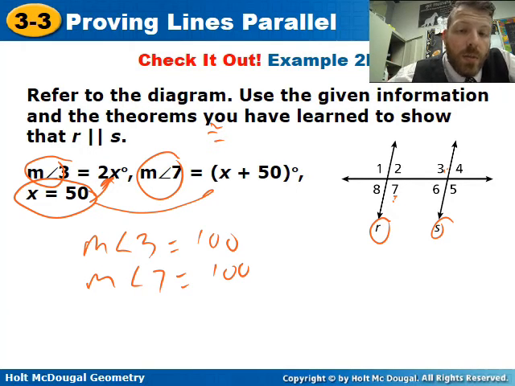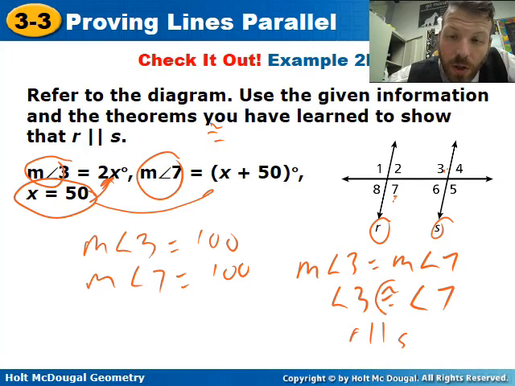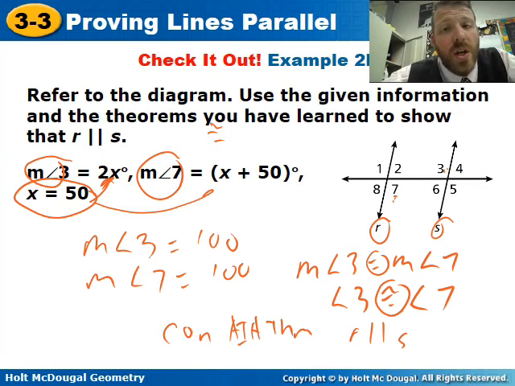Since the measurements are equal, that means that the angles are going to be congruent. Since the angles are congruent, I can then jump right straight to R is parallel to S. I have to make sure I show that they're congruent, not just equal. They've got to be congruent in order to show this. The reason why? Converse alternate interior angle theorem. It's crucial that you understand this. So make sure that you always include that.